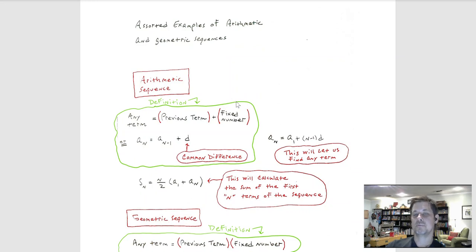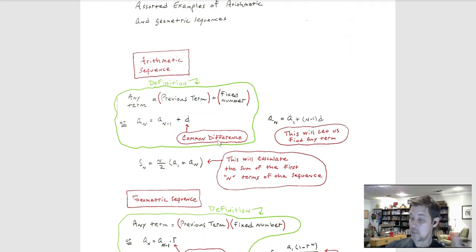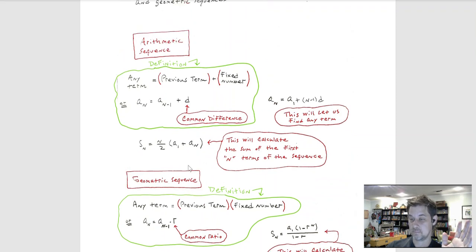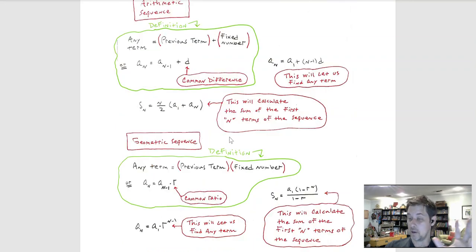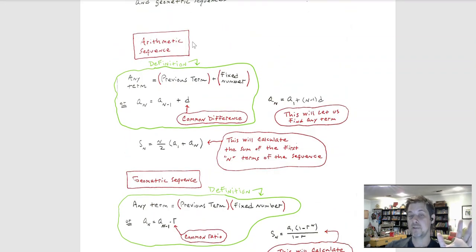Okay, so first of all, there are two topics: the arithmetic sequence and the geometric sequence. Okay, and on this page here, I wrote down the definition and the formulas that are involved. Okay, I'll do them in parts. First, I'll do the arithmetic sequence and talk about some examples, and then go to the geometric.